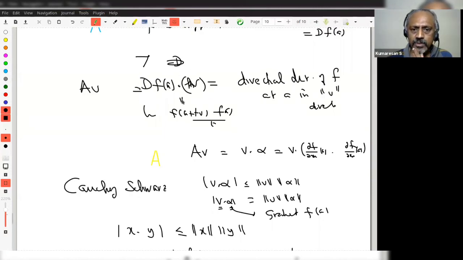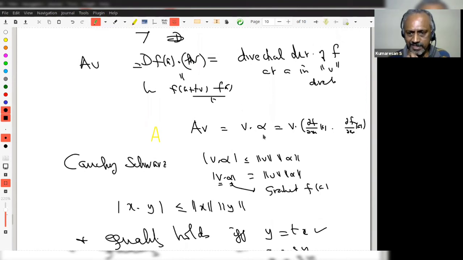So what all I have to look at is this object, A acting on v, because the directional derivative of f in the direction of v is the rate of change. That is a dot v. But a dot v is given by v dot alpha. What is alpha? Alpha is the gradient. So what do I want to know? When this v dot alpha is a maximum.